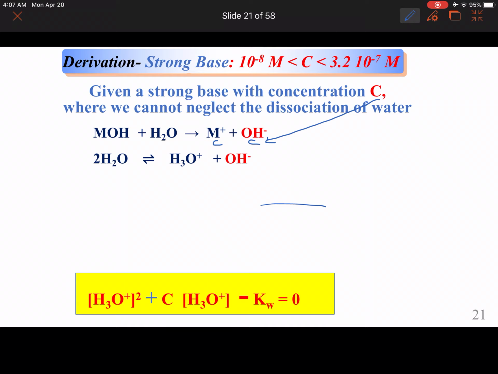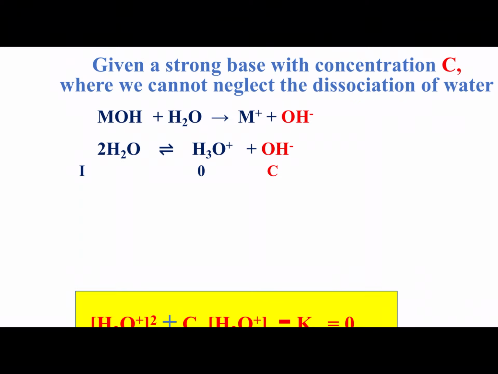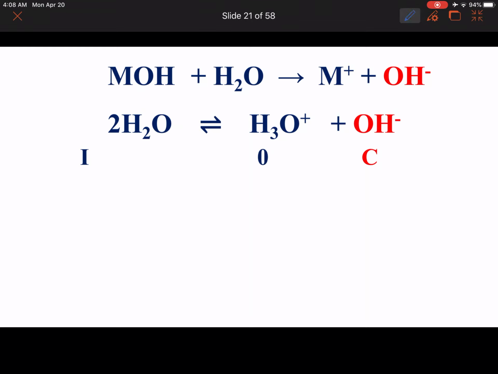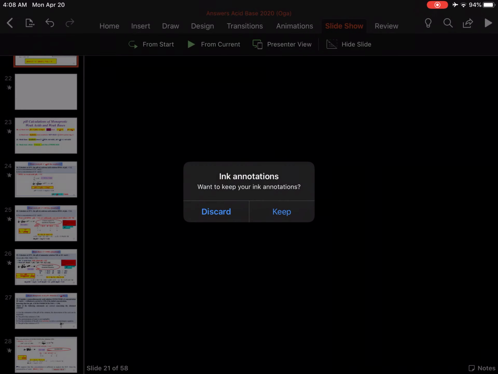Now, like I said, this is analogical. Initially, I don't have 0, 0 for H3O plus and OH minus for the autoionization. Instead, I have already some OH minus with a concentration C coming from where? Coming from the OH dissociation. Okay, so that's that C.